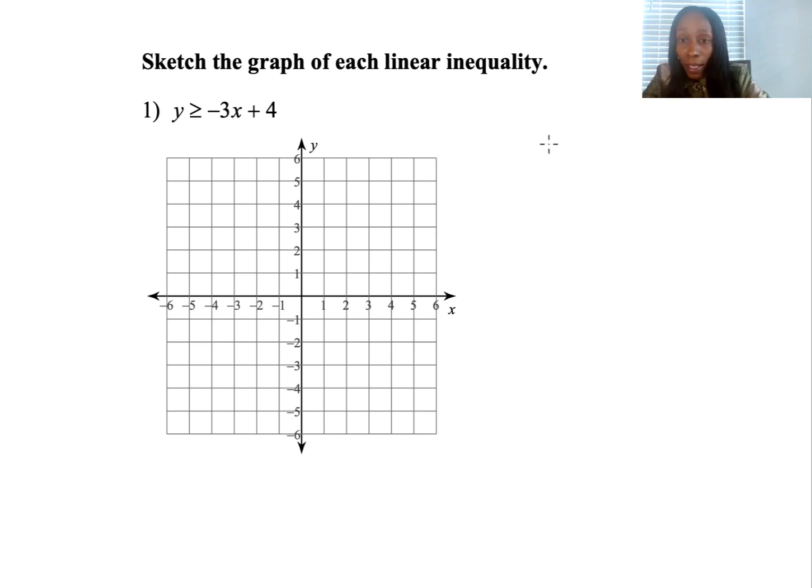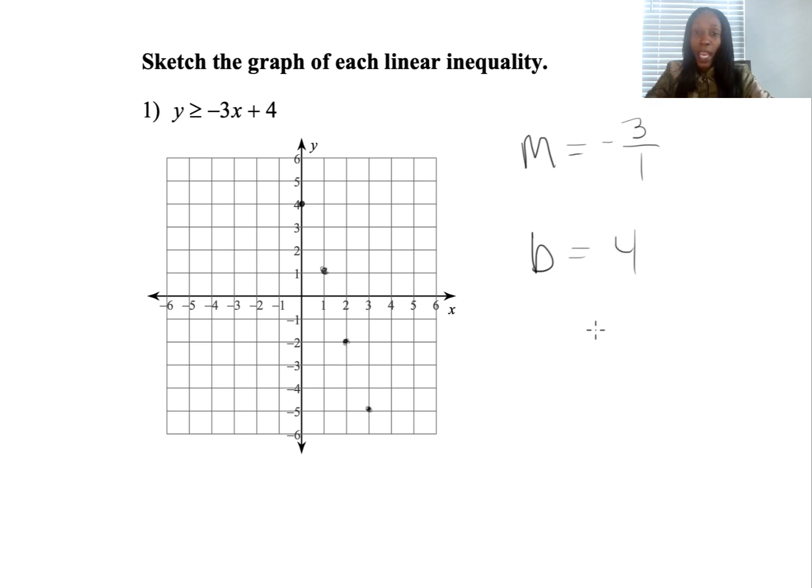Exactly right. Good job. You identified your slope as -3/1 and your y-intercept as 4. You started with your y-intercept and then you found more points using your slope. Down 3, right 1. Down 3, right 1. Down 3, right 1. Good job.